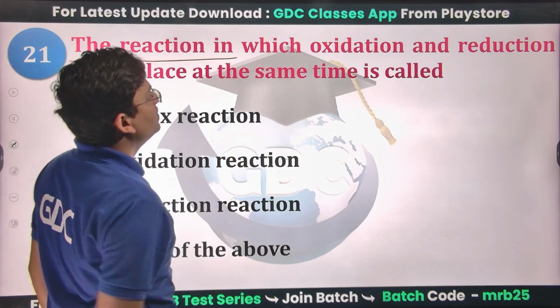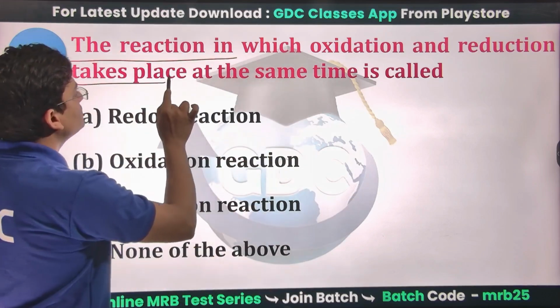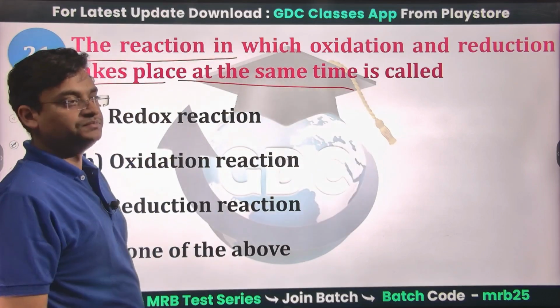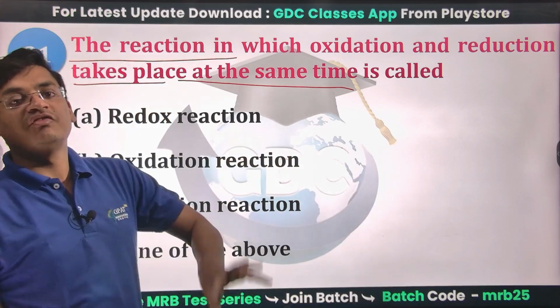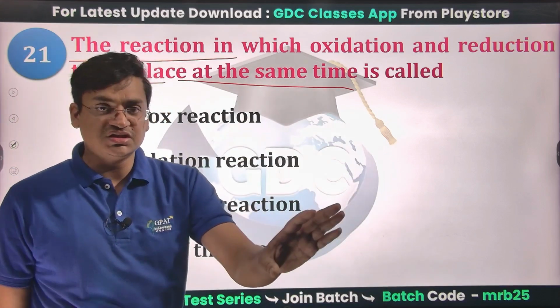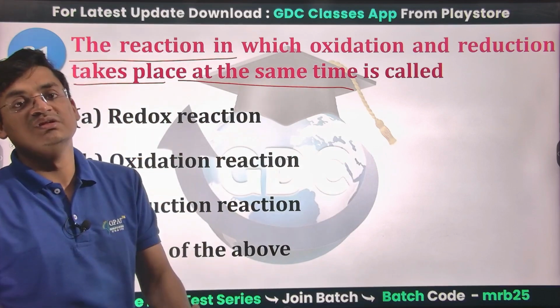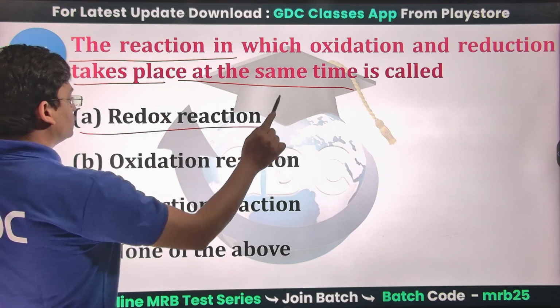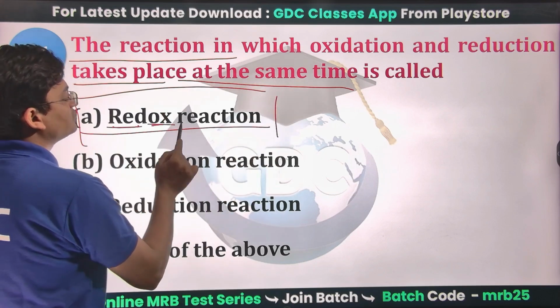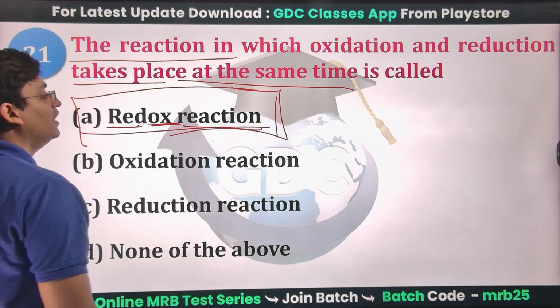The reaction in which oxidation and reduction take place at the same time is called a redox reaction. When reduction and oxidation are occurring in a reaction together, it comes under redox reactions. So yes, reduction and oxidation, it will be a redox reaction.